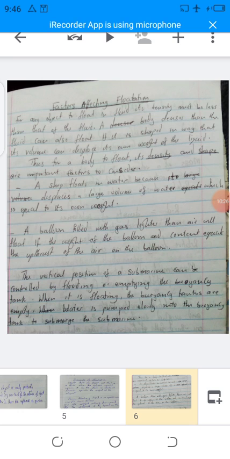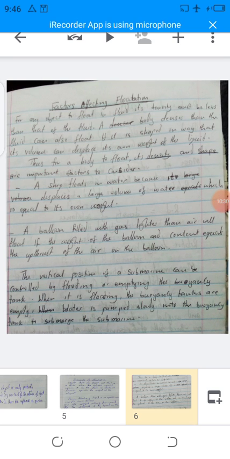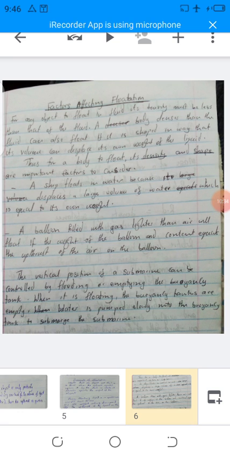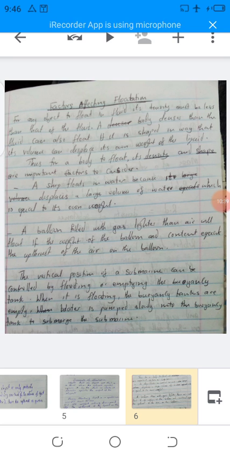If it is shaped in a way that its volume can displace its own weight of the fluid. Thus, for a body to float, its density and shape are important factors to consider. We have all seen a canoe before, or a boat. You can see the way it's shaped like a V, like a fulcrum.